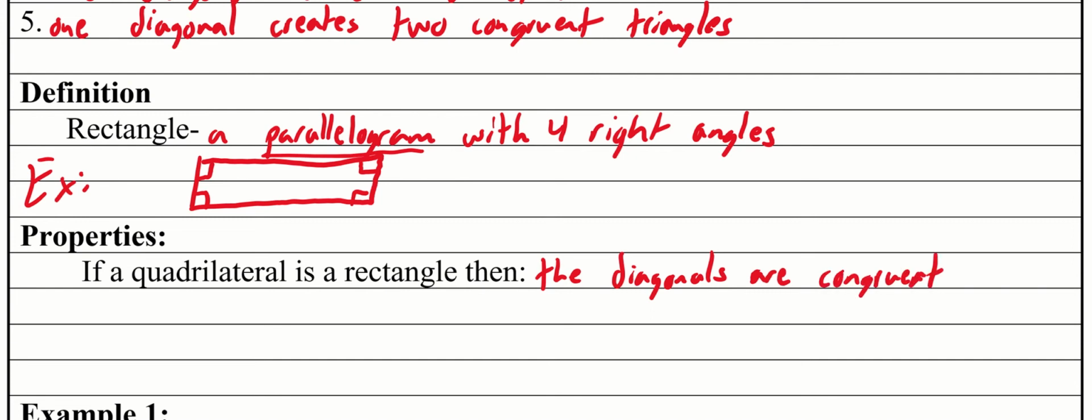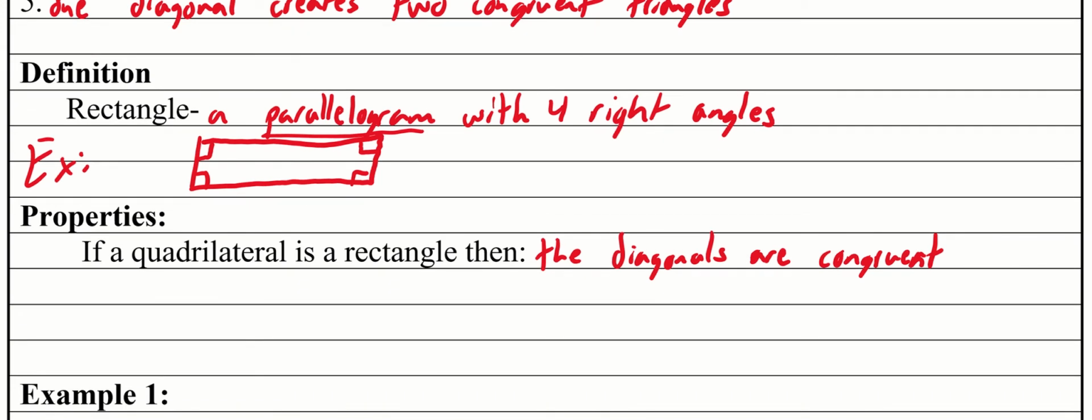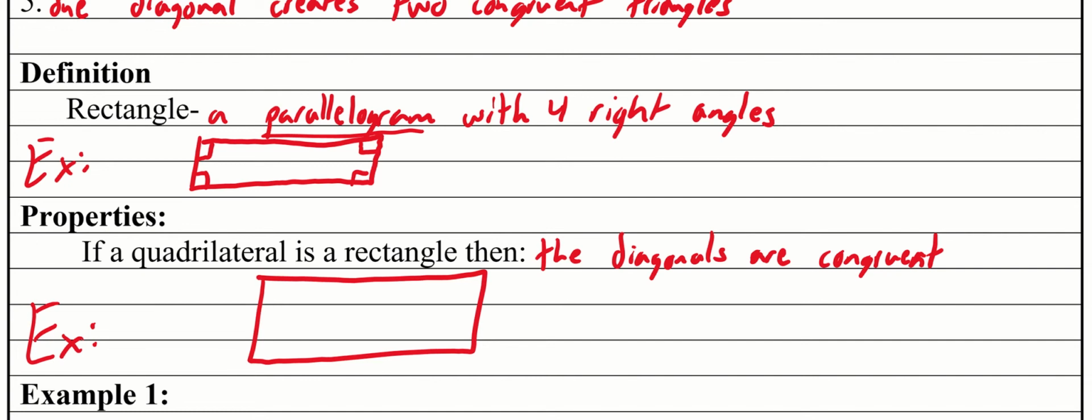Okay, the two diagonals are going to be congruent, or in other words, the same length. So we've talked about information about pieces of them, how they bisect each other, and so on and so forth. But now we're saying the diagonals as a whole are going to be the same length. So again, an example here, if I draw this out, I need 4 right angles.